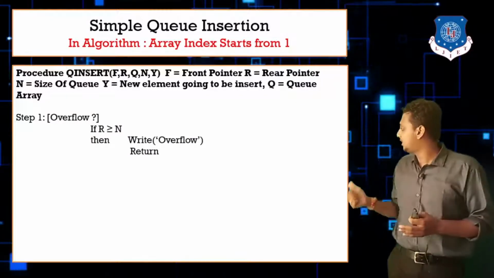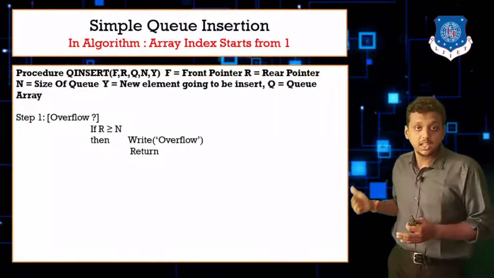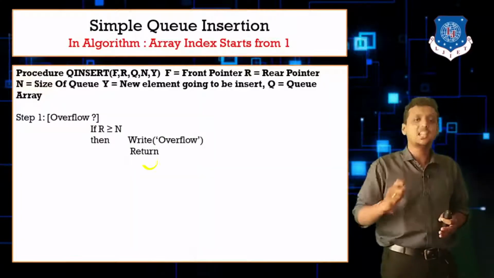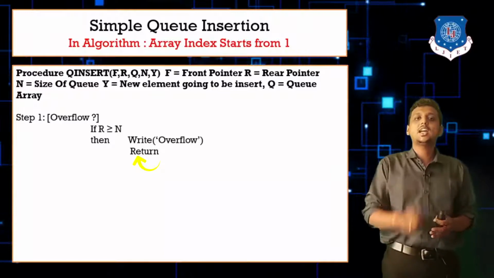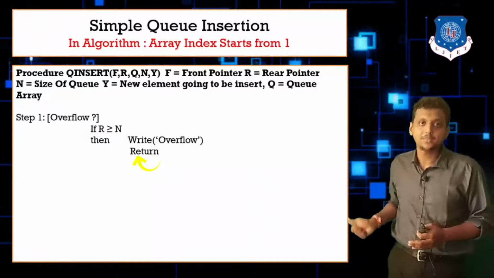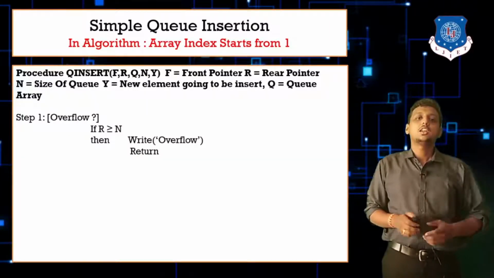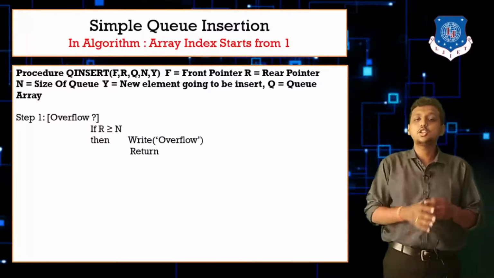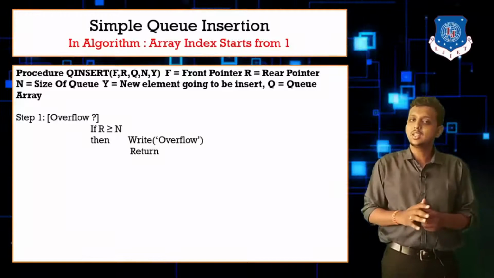So here the return is a statement. Again, here the return is a statement. I'm not going to return any value from here. That's why the return is a statement only. Fine. Okay. So this is a procedure. I'm not going to return anything. The return statement shows that the algorithm ends here.